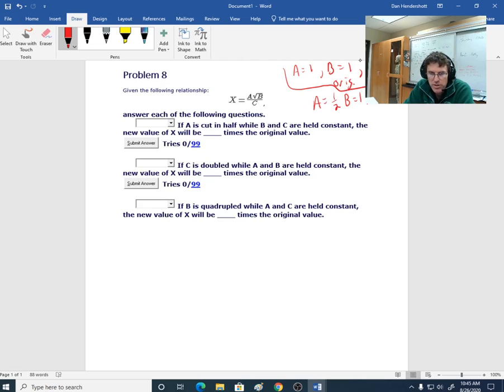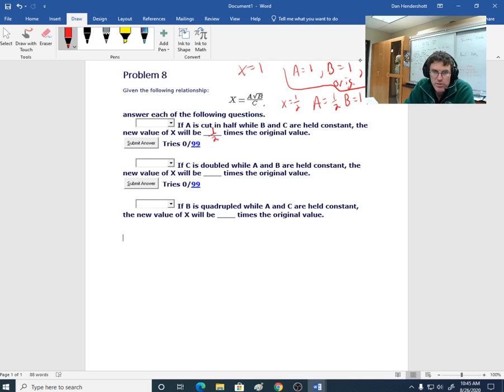Square root of 1 is 1. Divided by 1. What's a half? Well, X was originally 1, right? And X is now 1/2. So it will be 1/2 times the original value. Okay?